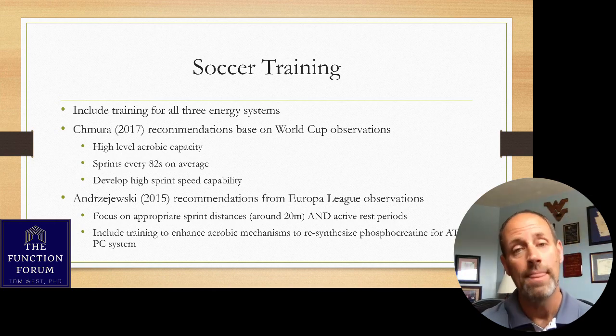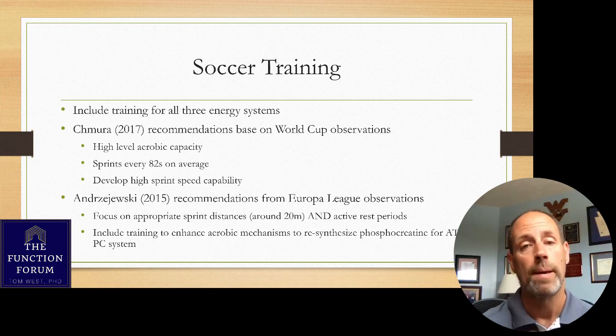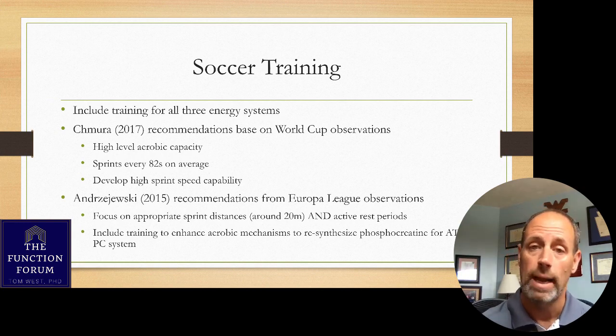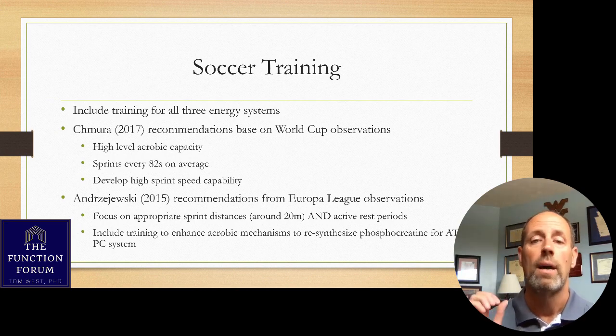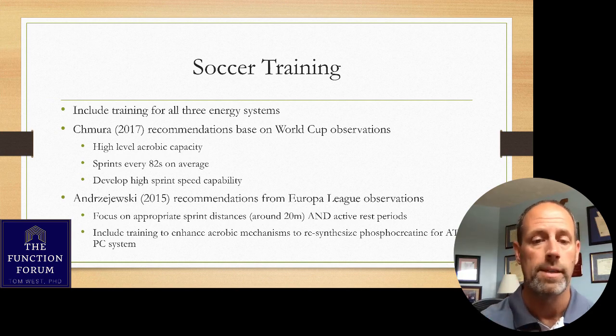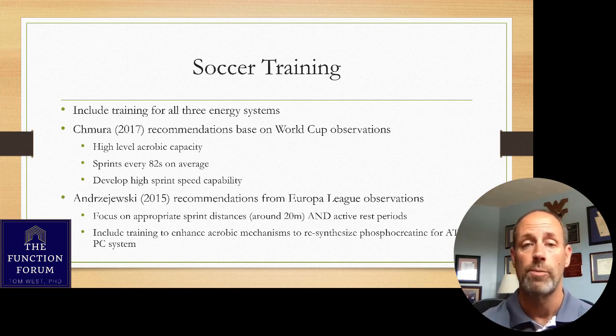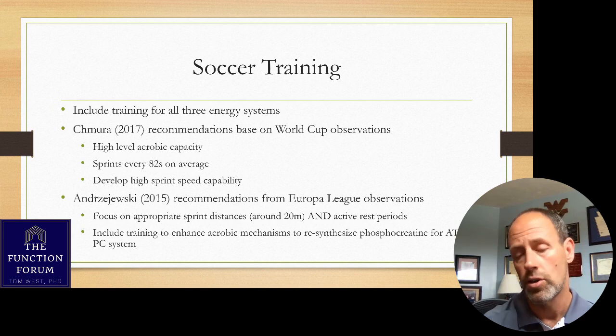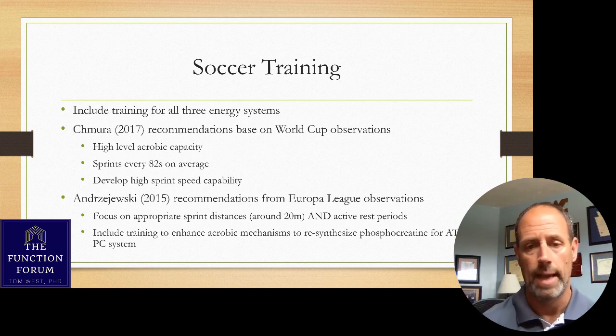But within that 6 to 8 miles, they spend a good bit of time sprinting as well, and therefore we need to train all three energy systems. They have a very high demand placed upon their ATP-PC system for these very quick bouts of sprinting. So we have to train all three energy systems for these athletes based upon the literature and certainly based just on casual observation. Chimura's article made some recommendations based upon what they saw in the World Cup.